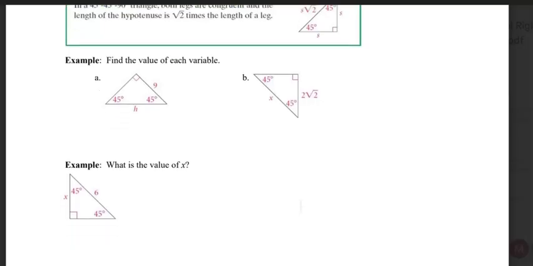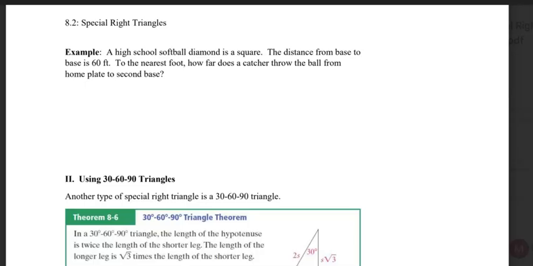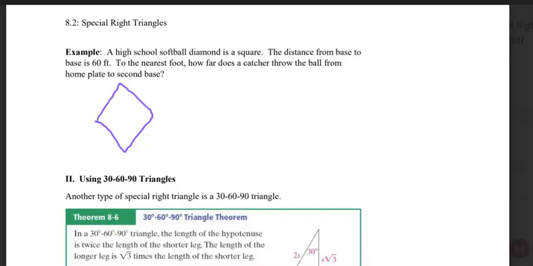I'm going to scroll up here. A high school softball diamond is a square. I'm going to draw that square. The square, so all sides are the same, and I know those are all 90-degree angles. The distance from base to base is 60, so 60, 60, 60, and 60.